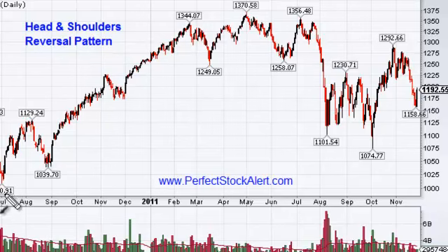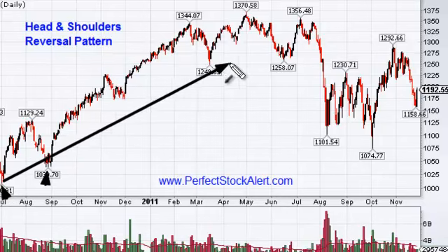Okay, so what we have here is a low point here, trending higher. Whoops, hang on. Trending higher. This is in an uptrend, okay? Then we have the formation of the head and shoulders reversal. Let me clear this up.